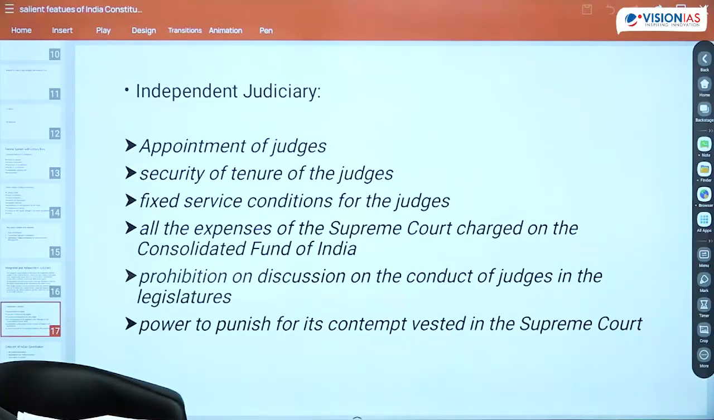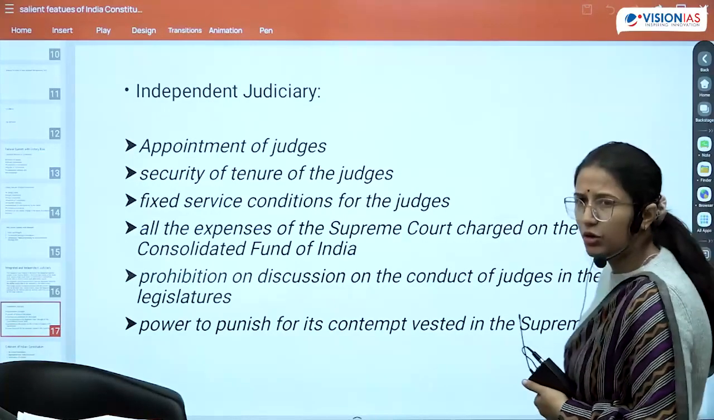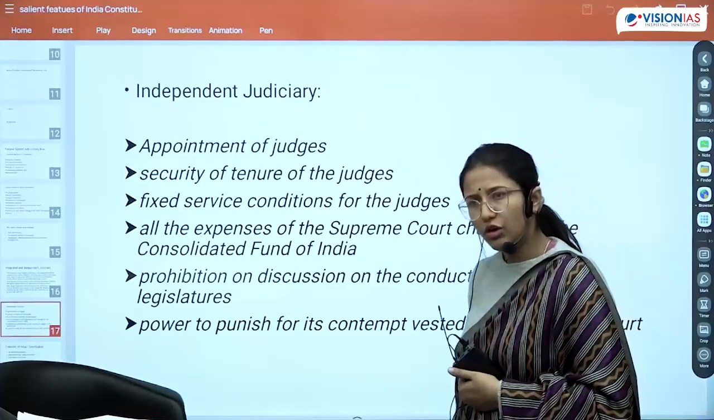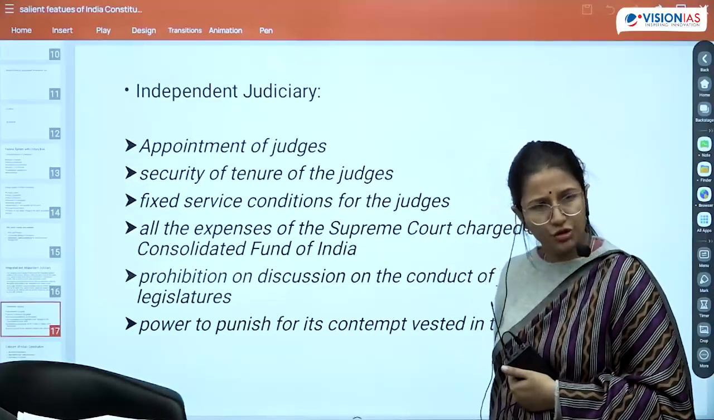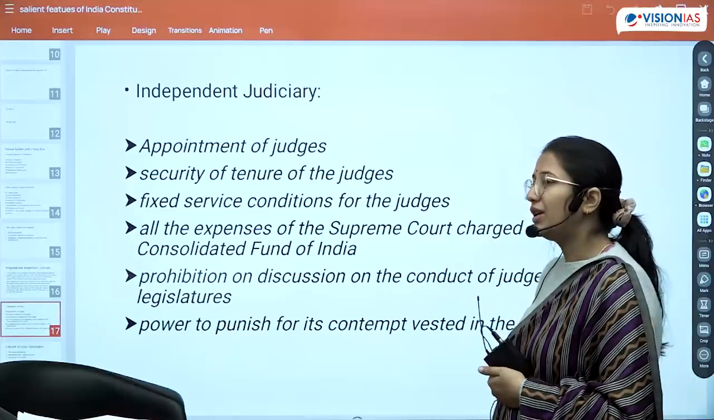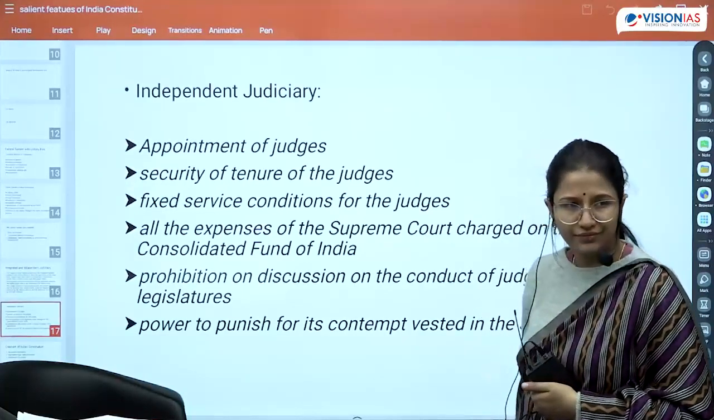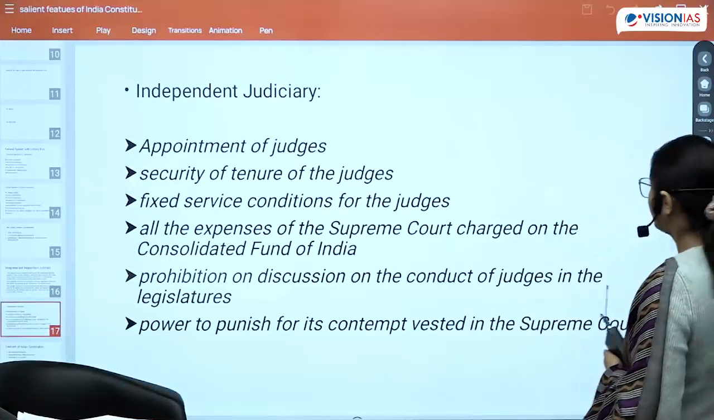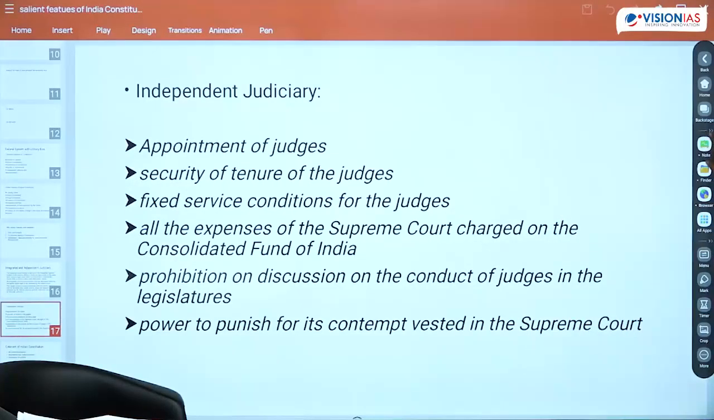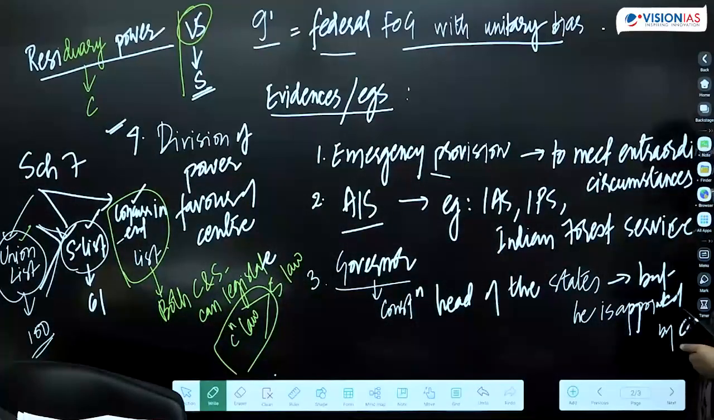Yes. Now, how do we ensure independence? Independence of the judiciary is an essential federal feature. So you need an independent judiciary to uphold the rule of law, to uphold the constitution. Now, what are the ways in which we ensure independence of the judiciary? What are the ways?